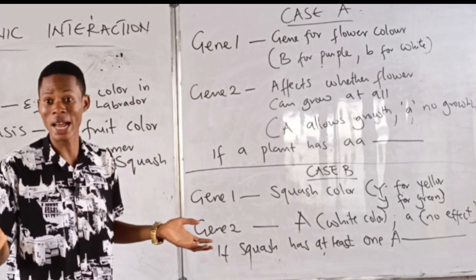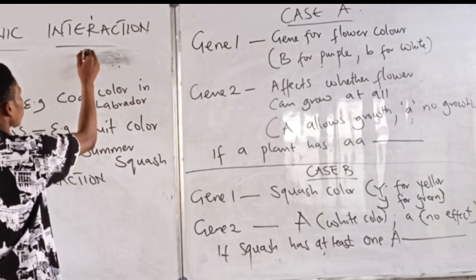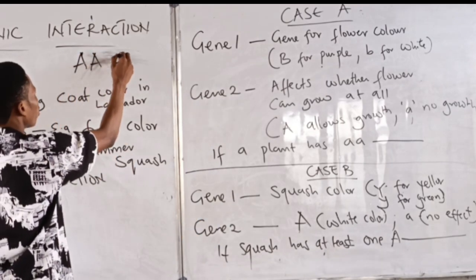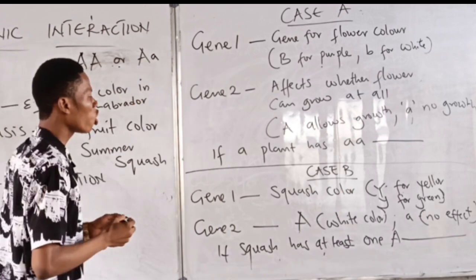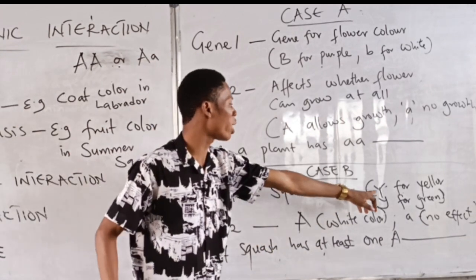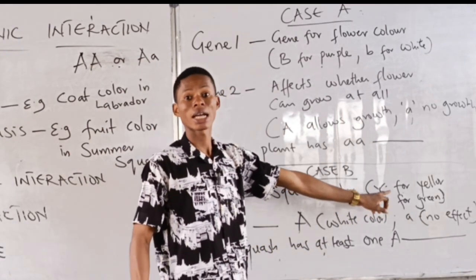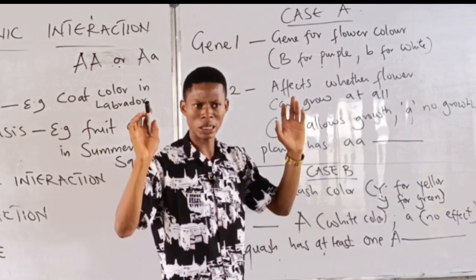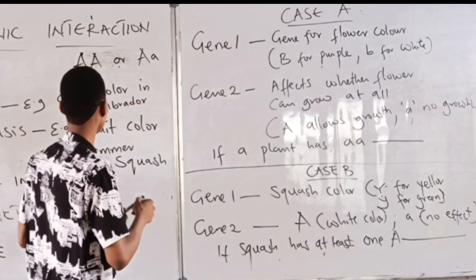All of them will be white, right? If the plant has A with either allele, all of them will be white, regardless of whether it is capital Y or small y. I don't know if you understand. I will take that again.